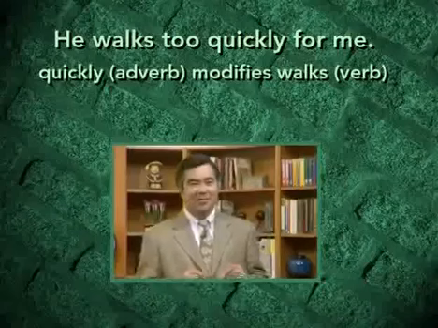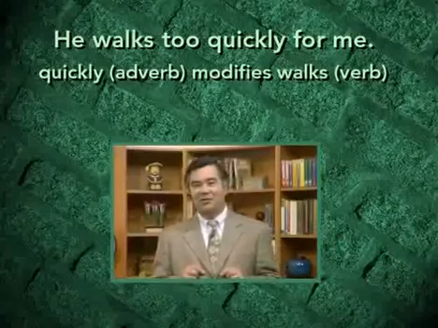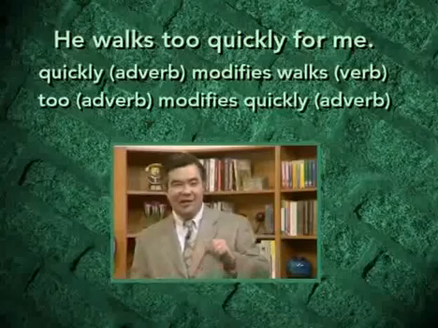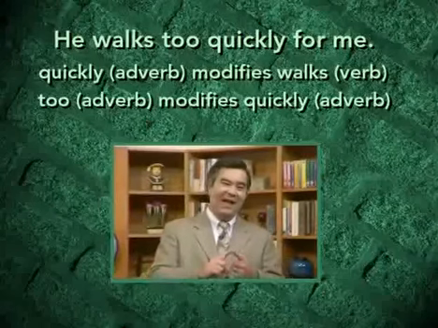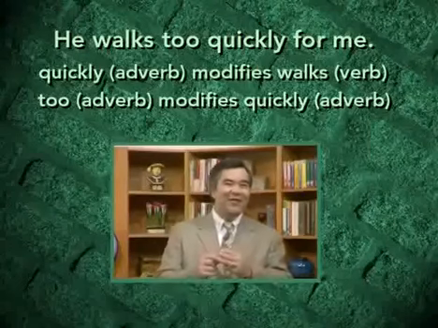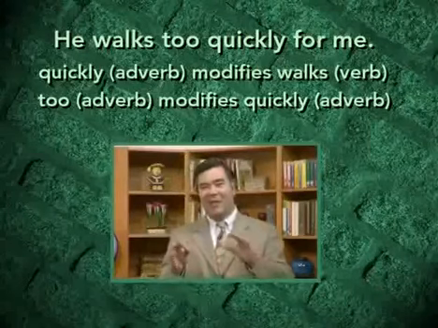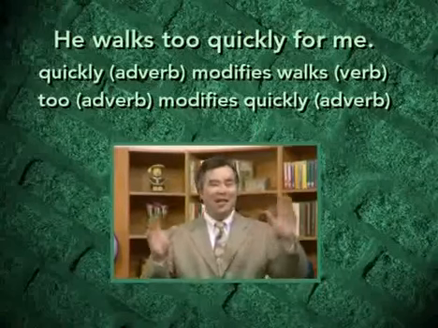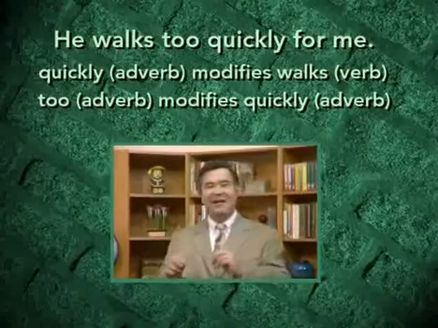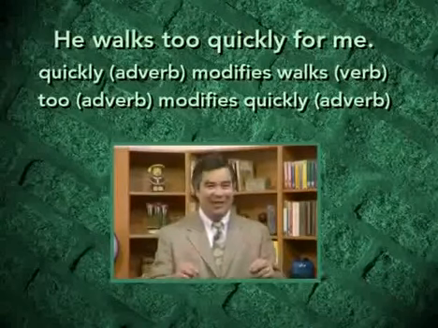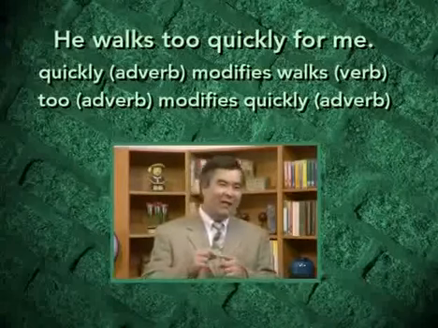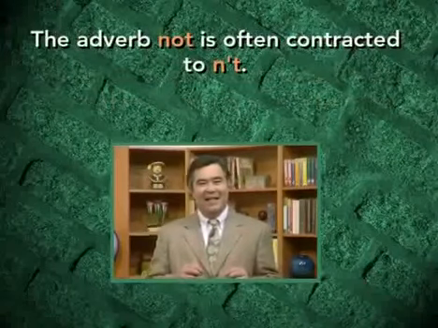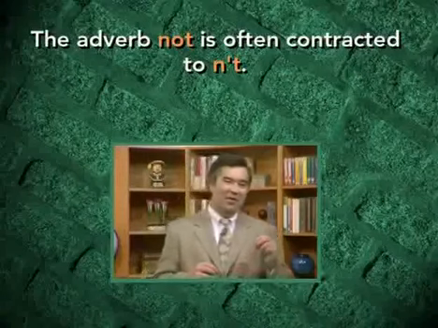Now what about the word "too"? "He walks too quickly." What part of speech is "too"? Well, "too" is another adverb, and in this case, "too" is modifying the adverb "quickly." Remember we said that an adverb can modify a verb, it can modify an adjective, or it can modify another adverb. This is an example of an adverb modifying another adverb. "Quickly" is an adverb modifying the verb "walks." It tells us how he walks: quickly. The adverb "too" modifies the adverb "quickly." It tells us how quickly he walks: too quickly. So, as we've seen in these examples, an adverb can modify a verb, it can modify an adjective, or it can modify another adverb.